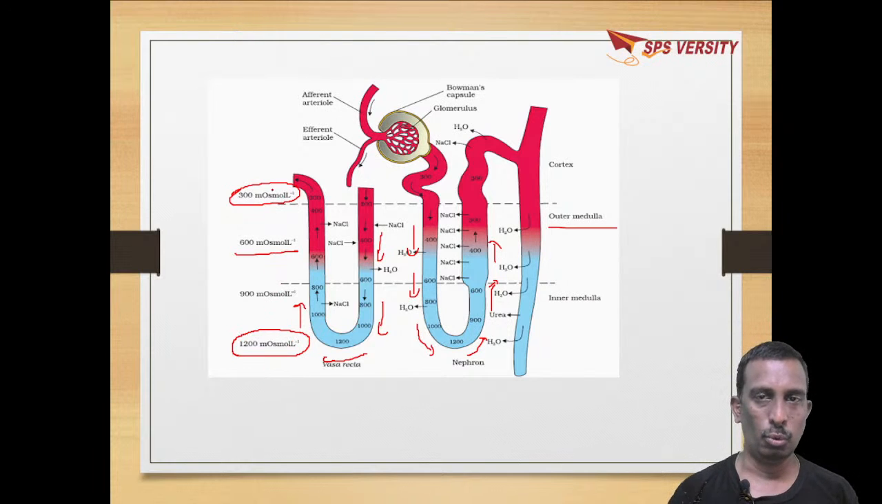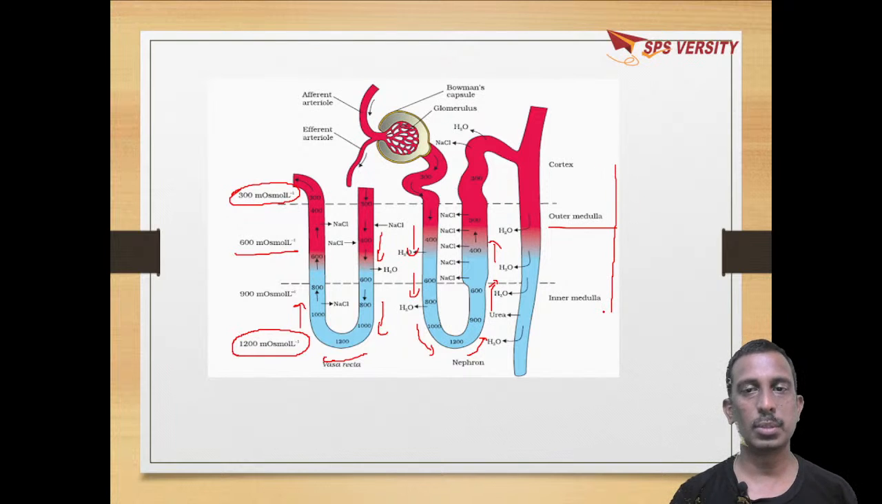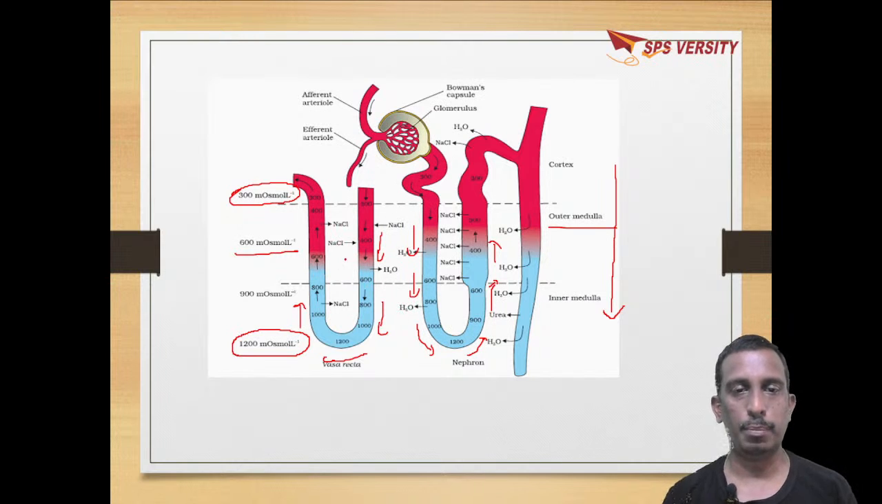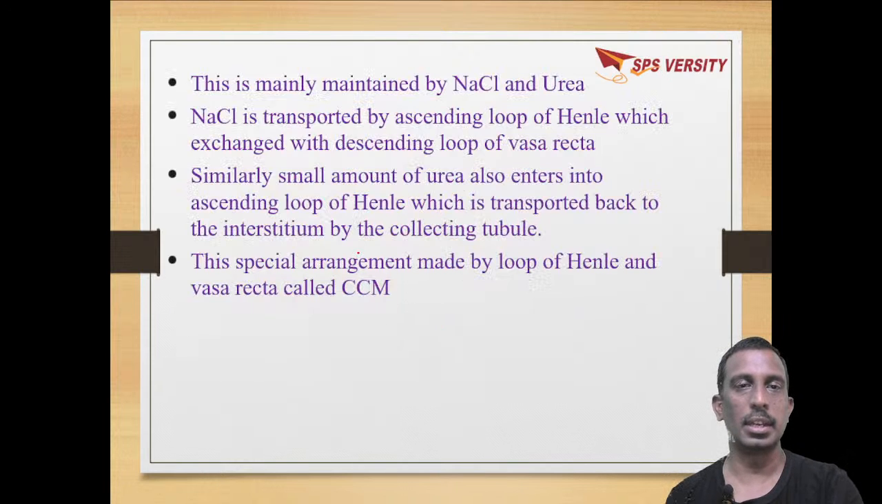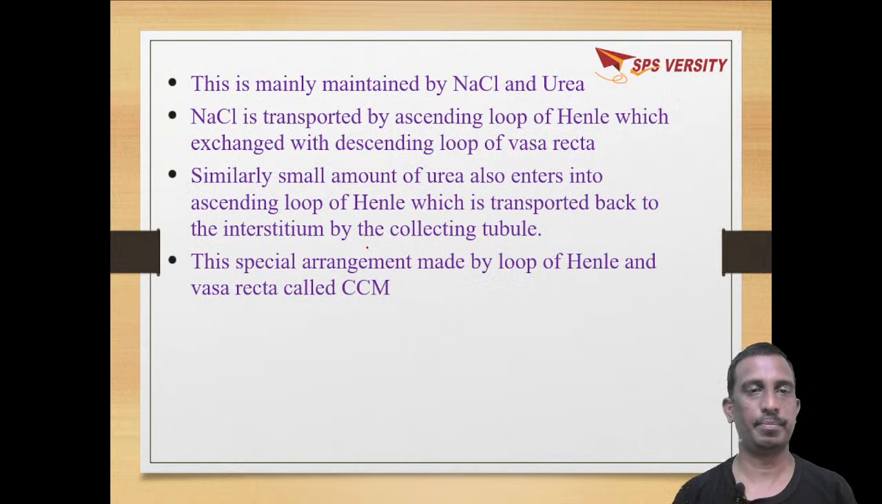So as you move from cortex to the medulla, the osmolarity is increasing. In this mechanism where the osmolarity is maintained, the flow of filtrate in the loop of Henle and the flow of blood in the blood vessel, the vasa recta, are in opposite directions. And this is mainly maintained by sodium chloride and urea.